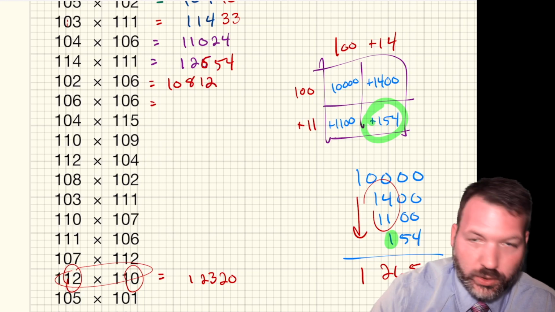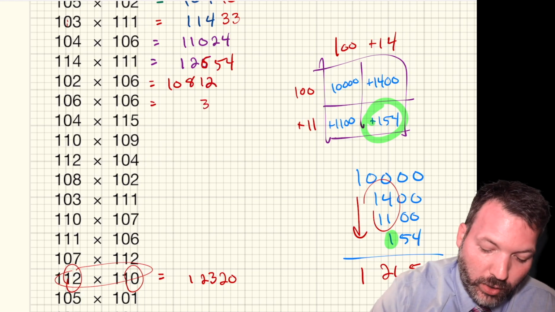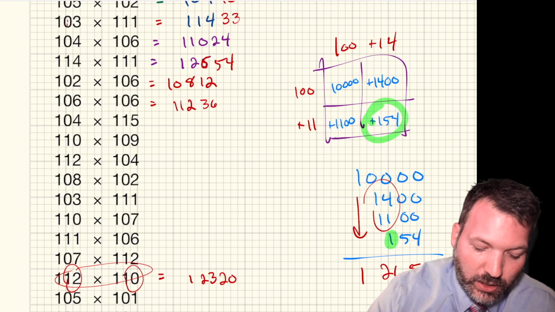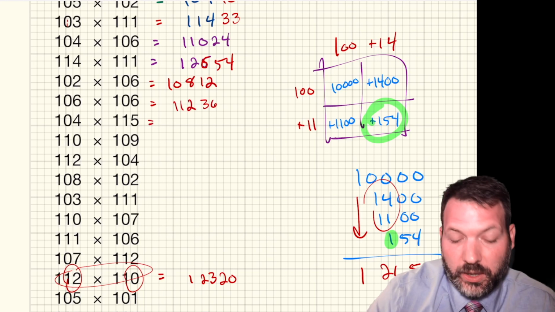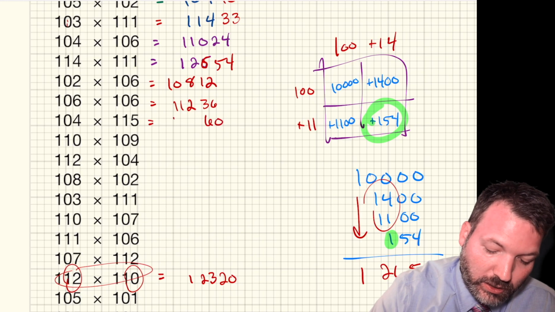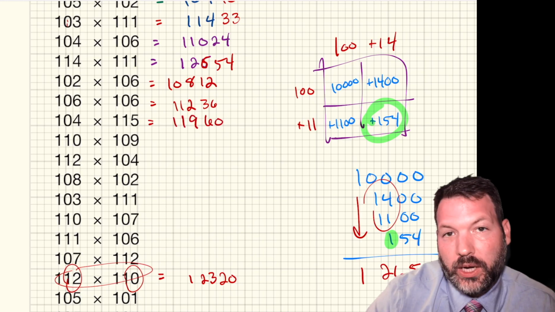A few more of these just to finish up with 10812. Did you beat me yet? What's 106 times 106? Product is 36. Sum is 112. What's 104 times 115? Product is 60. Sum is 19, or 119.